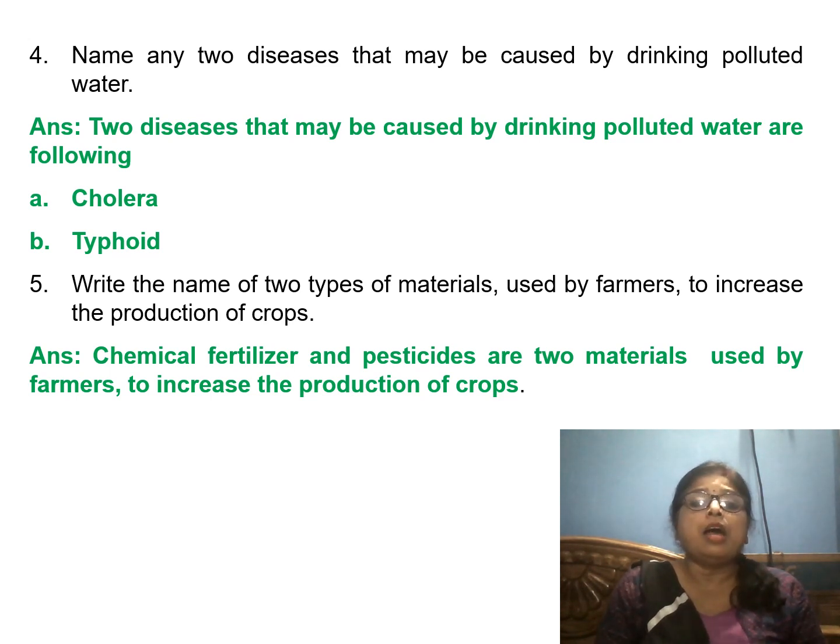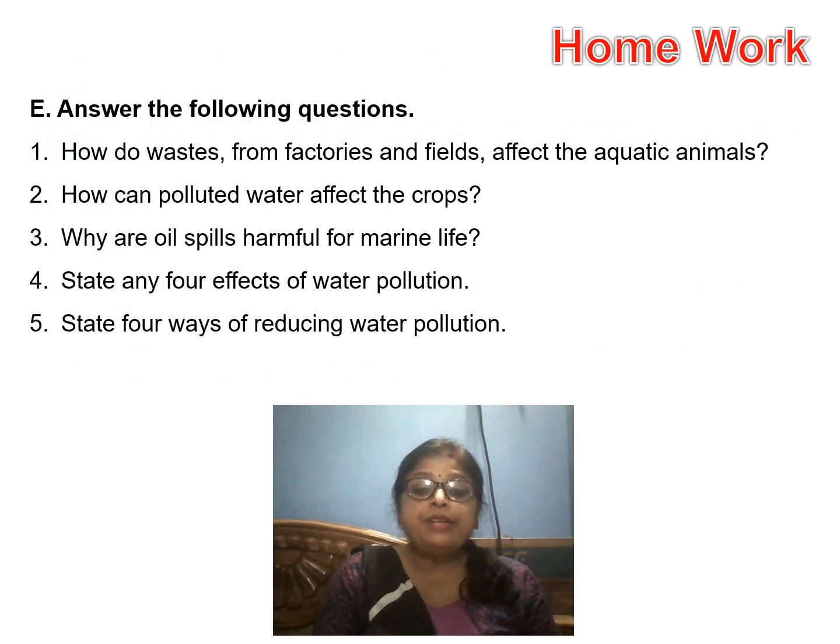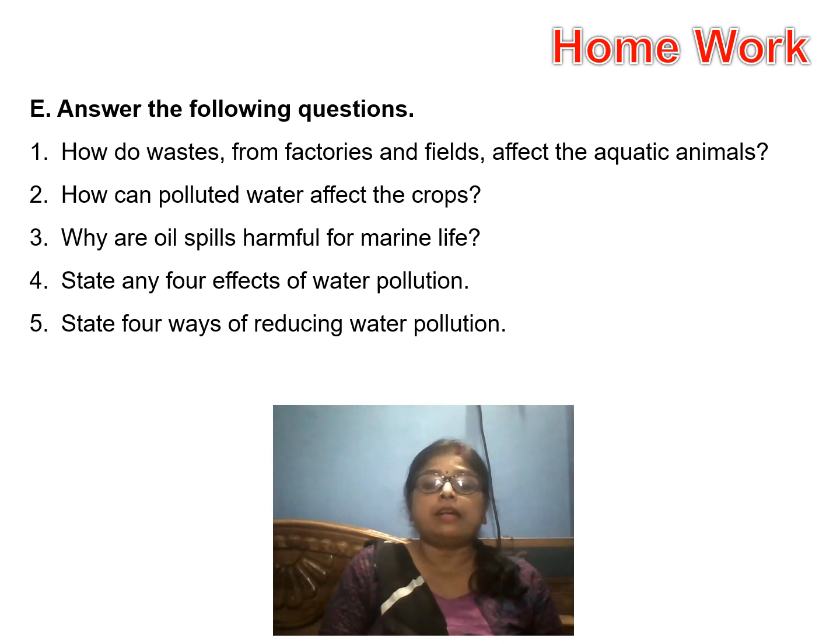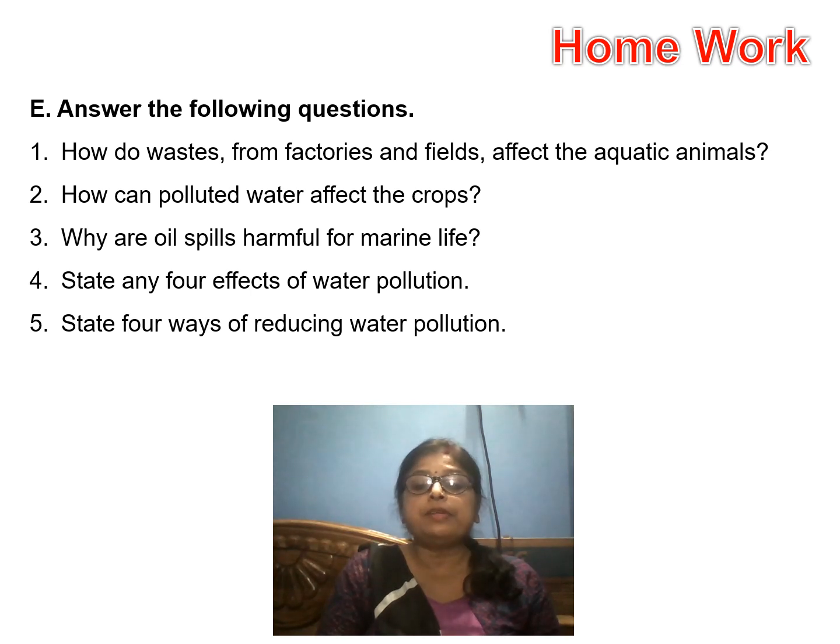These all are, dear students. Now it's the time of homework. I think the concept is clear and classwork already I have given you. These all are the questions. First you read the chapter and try to do the questions yourself and make the PDF, then you send it on WhatsApp. First question, how do wastage from factories and fields affect the aquatic animals?